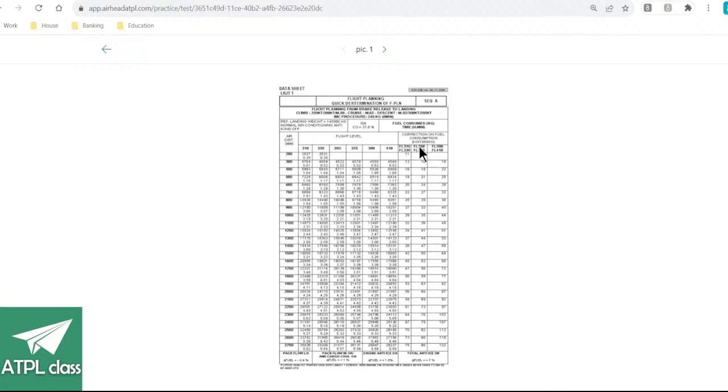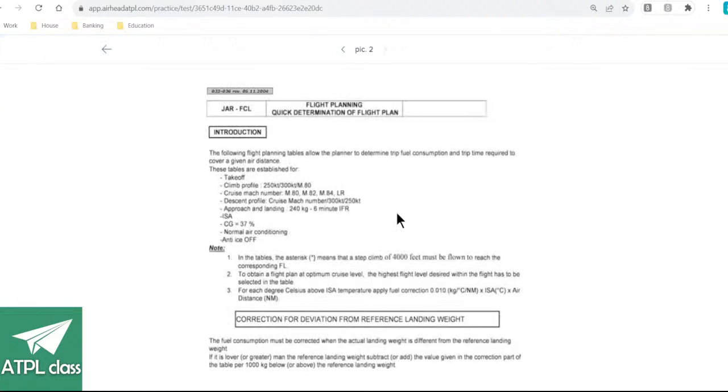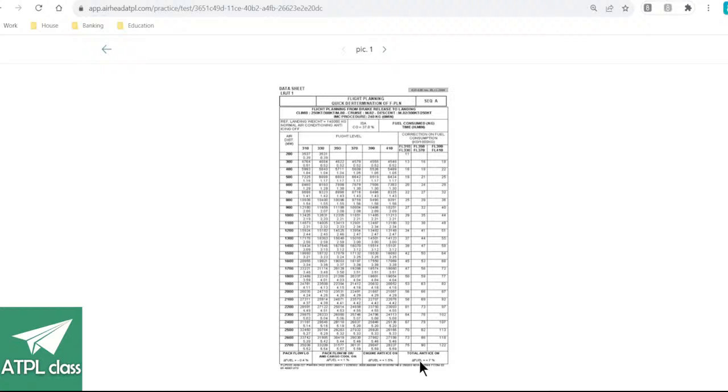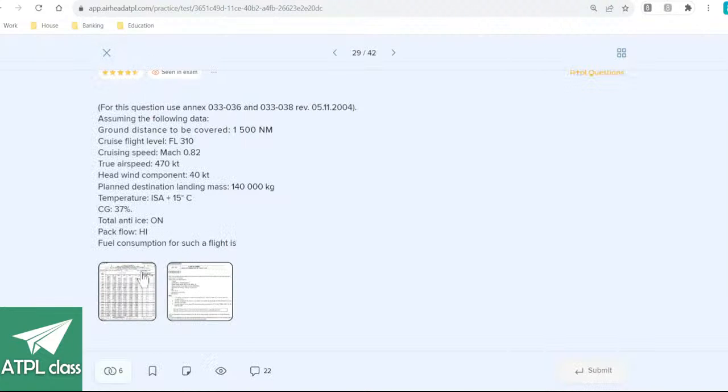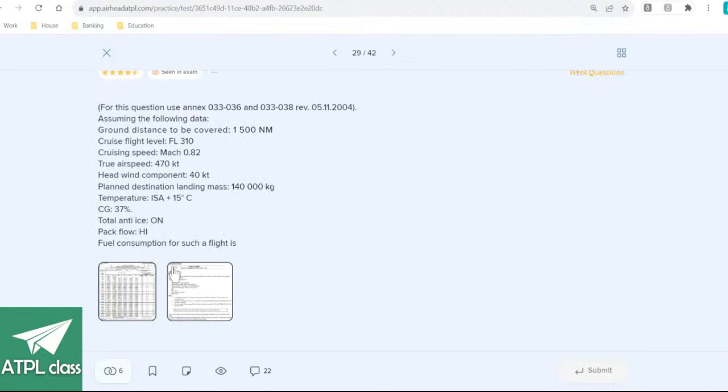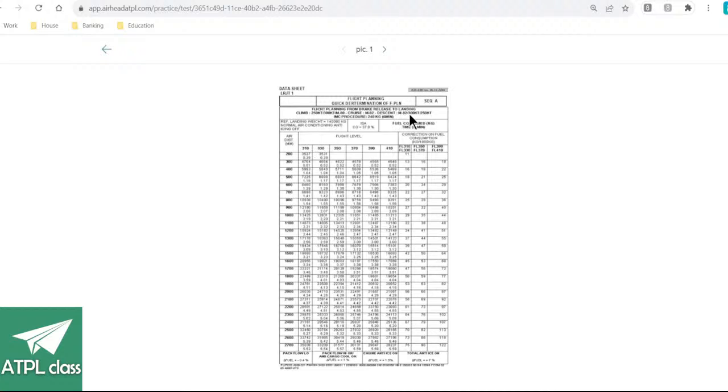Correction on fuel consumption, kilograms per 1,000 kilograms. Correction of what? Okay, let's just check the speeds. We're going correct here. Total anti-ice is on, so we need to add 7%. We've got a pack flow high is plus 1%, and we've got temperature, headwind component, true airspeed. Why are they talking about true airspeed? Any kilograms per thousand. What is this correction for?